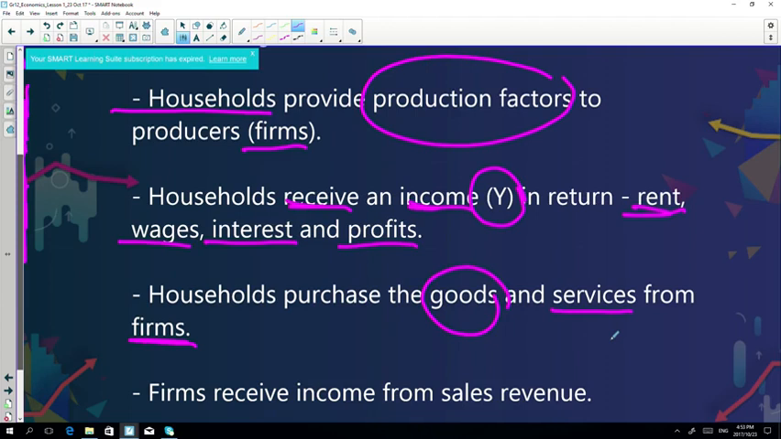Firms receive income from sales revenue. So once you have manufactured products, you're going to sell those, and then you're going to receive income, which is called sales revenue.